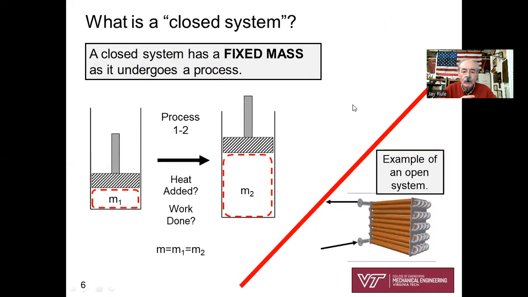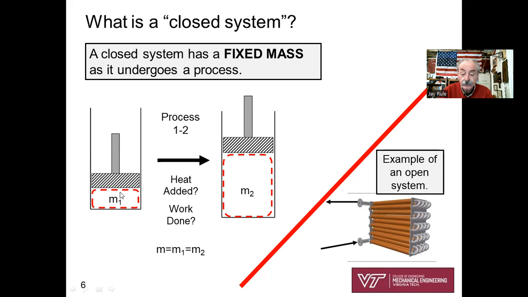Next thing is the keyword closed system. And so recognize that a closed system has a fixed mass as it undergoes a process. So I'm trying to illustrate the difference between an open system and a closed system in this slide. So for a closed system, classic piston and cylinder, the closed system is described as what's contained within this dashed control surface. And let's call it M1.